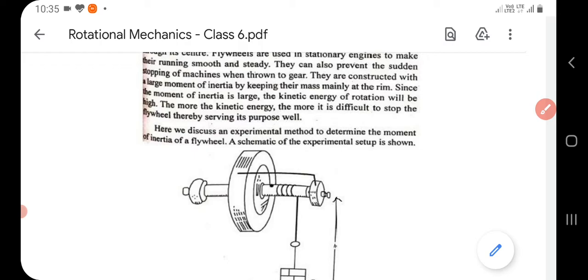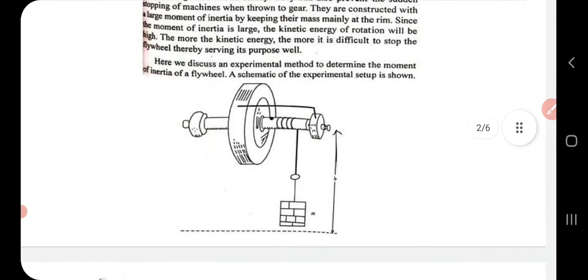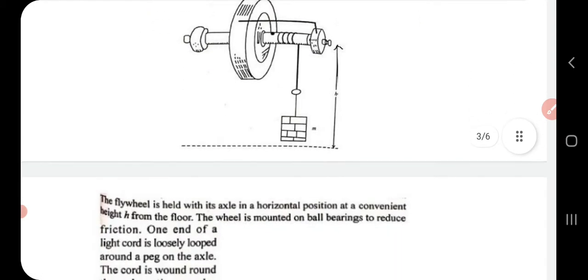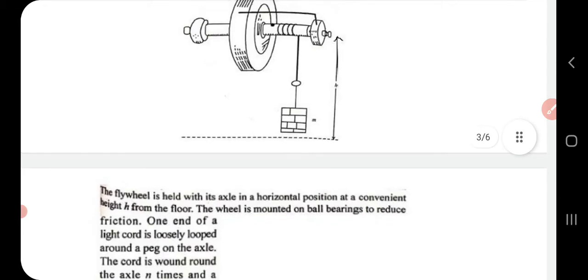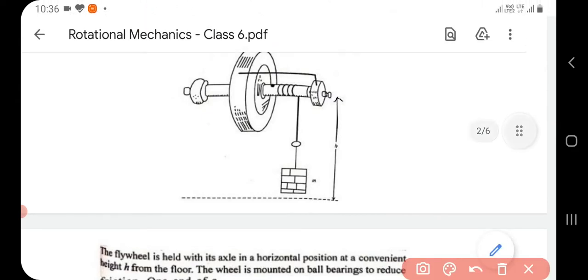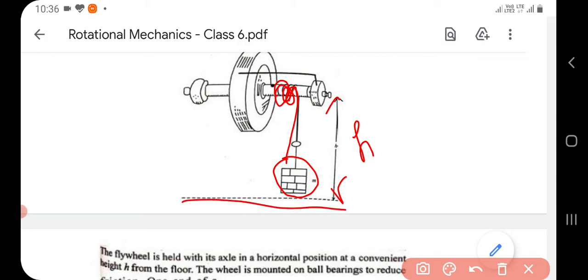Now here we discuss the experimental method to determine the moment of inertia of a flywheel. This is a schematic representation of the experimental setup. The flywheel is held with its axle in a horizontal position at a convenient height h from the floor. See, this is a flywheel and this is a long cylindrical axle passing through its center. Here, when you look closely, you can see that a mass is attached to it. That is, a wire is wound and at the end of the wire you can see a mass. It is suspended from a height h from the ground.